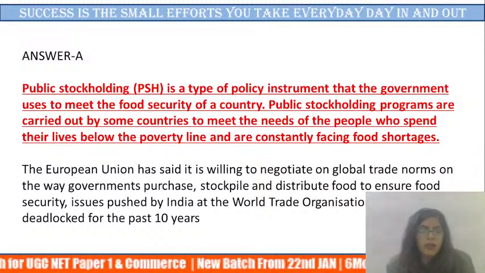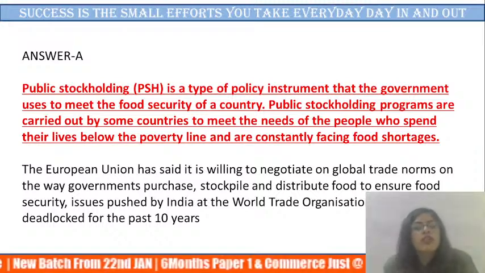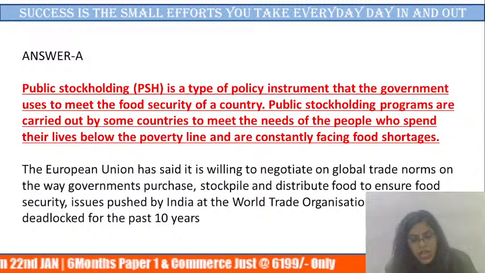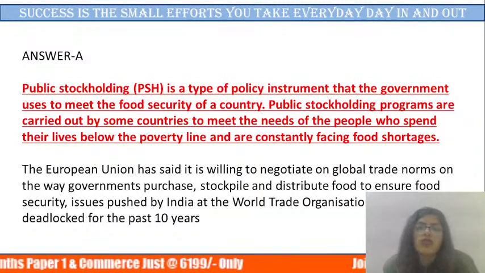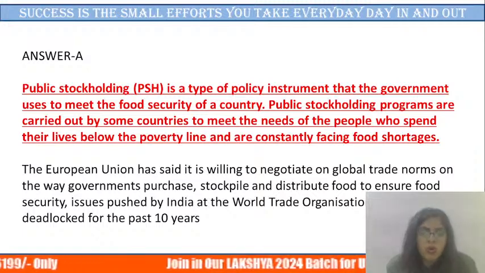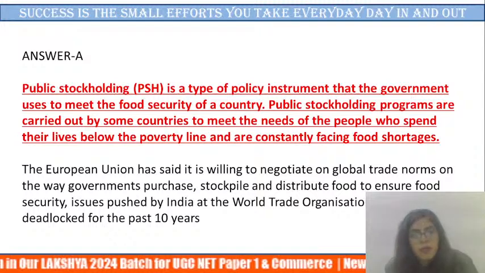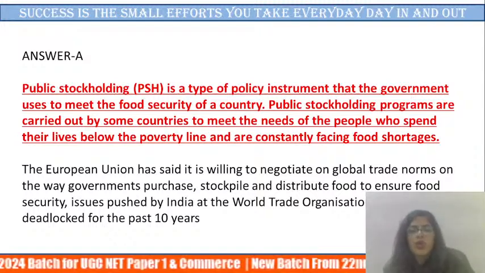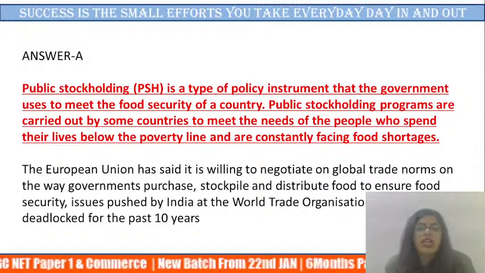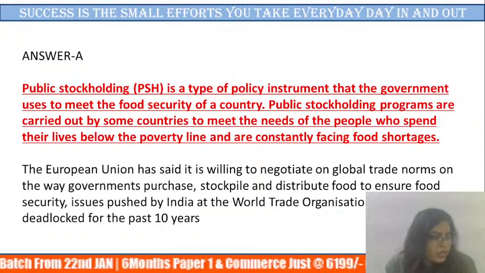So yeah, there are some people below the poverty line who cannot even afford to purchase food. For them, some governments run public stockholding programs, so they can eat properly, sleep properly, and not face any food shortages in their daily lives. That is basically public stockholding.